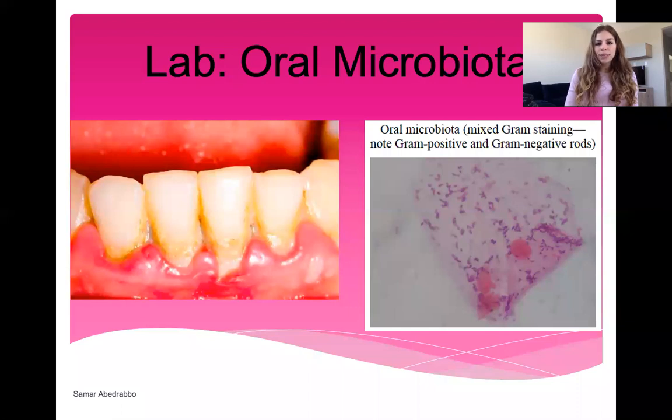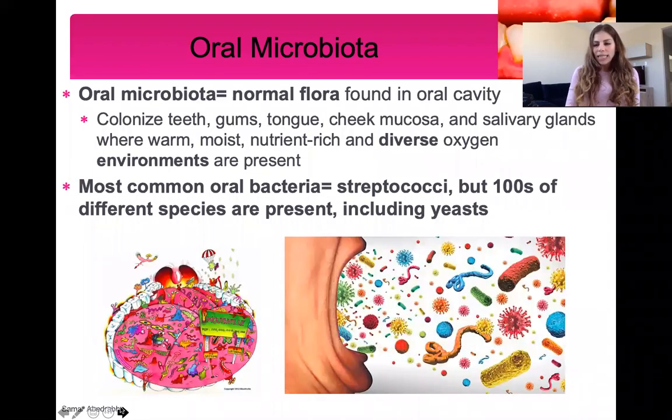In this lab, you are supposed to take a sample from your oral cavity, from your mouth, and put it on a slide and then do a gram stain to look at what type of bacteria are found in your oral cavity. And as you can envision, you would see many different types of bacteria. So here's a slide from someone's oral cavity and there's some cheek cells there and there's many different types of bacteria. So we see a lot of normal flora in our oral cavity called the oral microbiota.